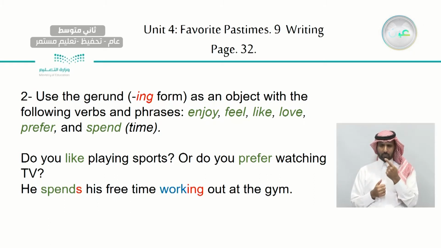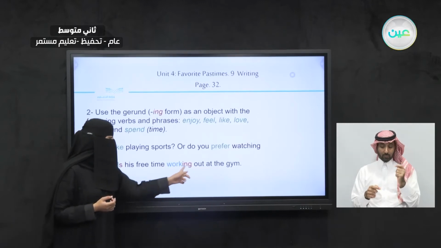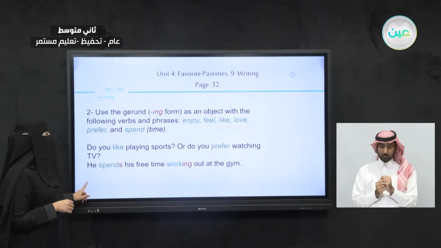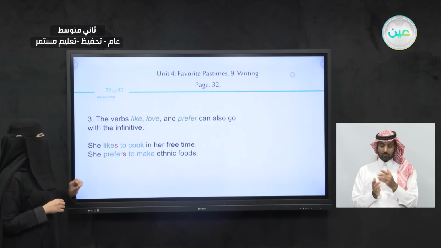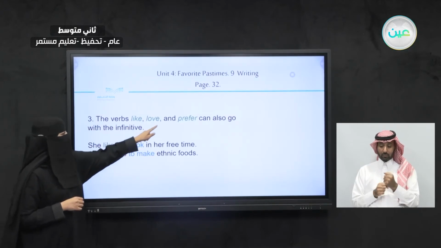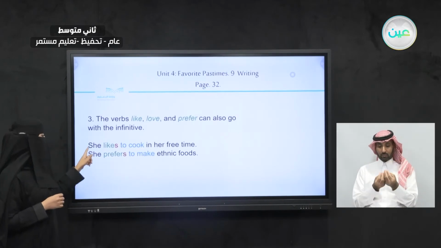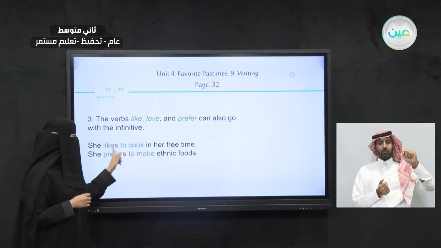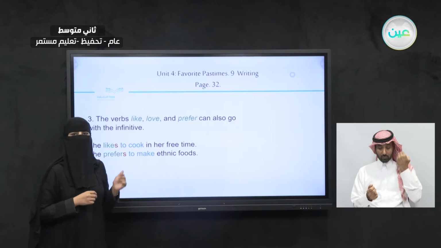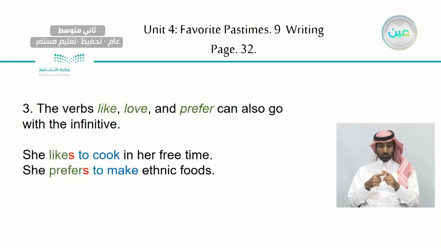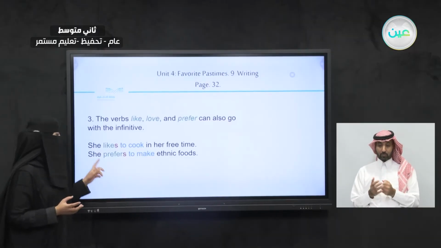He spends his time doing what? What is the object here? Working out in the gym. Now, let's take a look at the third use. The verbs like, love, and prefer can also go with the infinitive, like this. She likes to cook. It's not a verb plus ing. She likes to cook, or to make, or to do, to paint, any other verb you like.